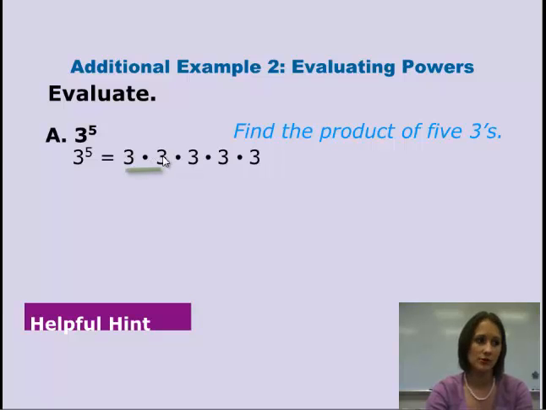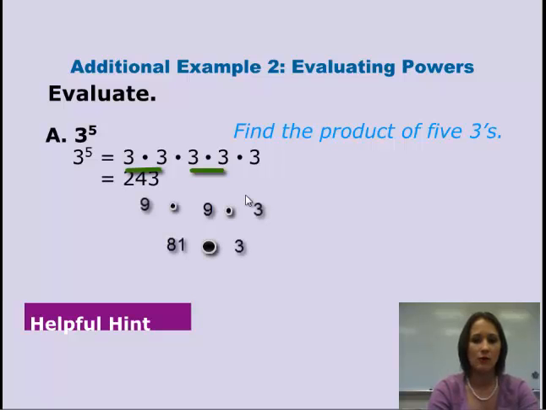So first you're going to multiply these 3's. 3 times 3 is 9. 3 times 3 is 9. And then you'll multiply, and then bring down the other 3. Multiply 9 times 9 is 81. And 81 times 3 is 243. You just have to remember to go 2 at a time.